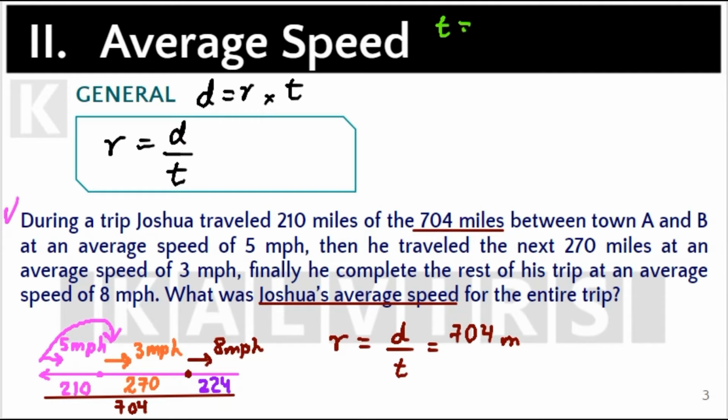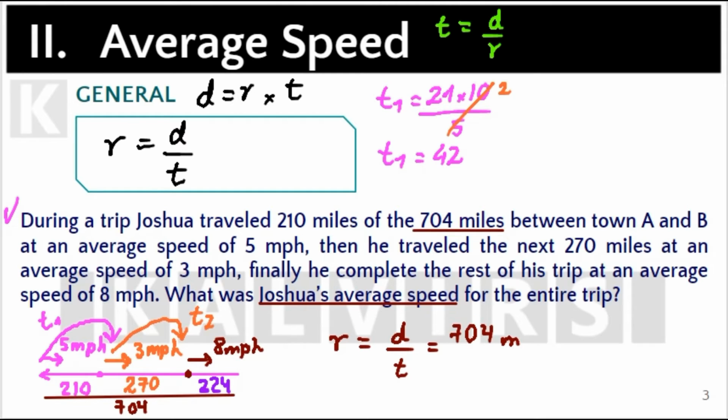Now, for the total time, remember that the time is the distance divided by the rate. So, here, time 1 is the distance, 210. 210 can be written as 21 times 10 divided by the rate, 5. So this is 2 times 1, which is 42 hours. Now time 2 is very easy. Time 2 is 270 divided by 3, 90 hours.